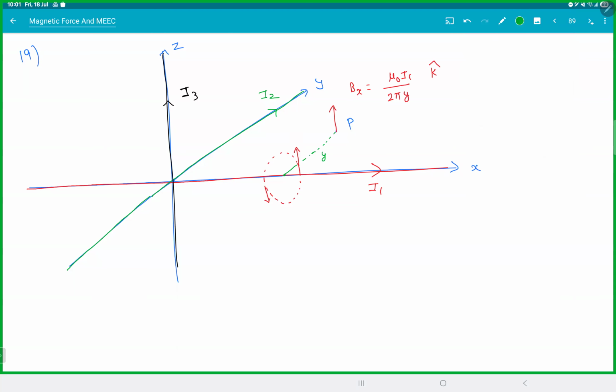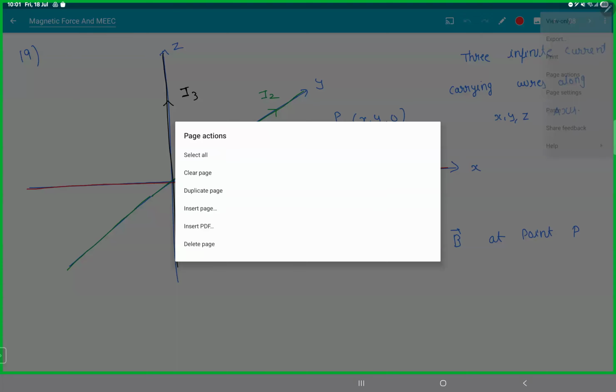What about this y-axis? Put your hand in the y direction and try to rotate it. You will see on this side, the field is down. On this side, the field is up. Are you able to see the direction? So this field will be downward, which is mu naught I2 by 2 pi x, minus k cap. So for this guy, the perpendicular distance will be this. Sure with this? What about the z-axis? Let me do this separately.